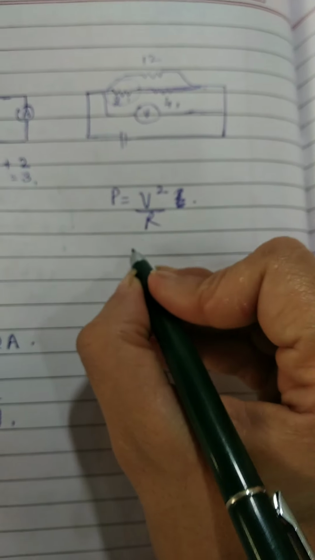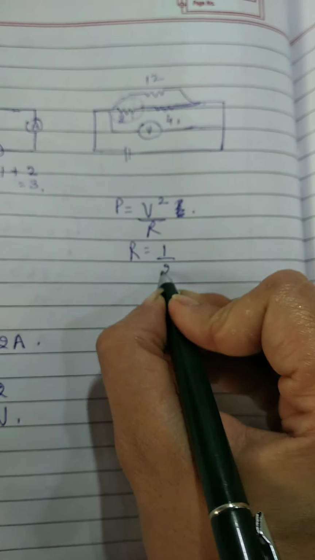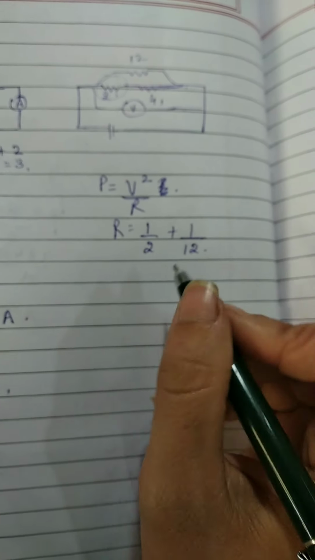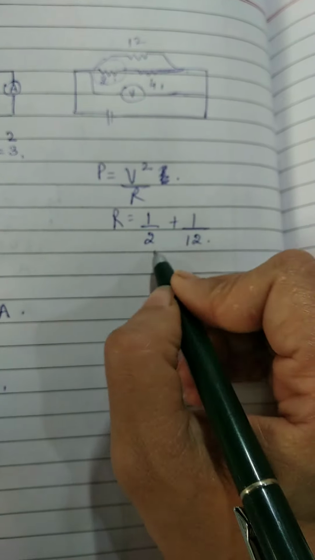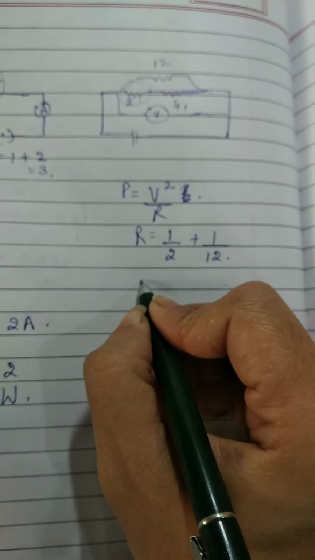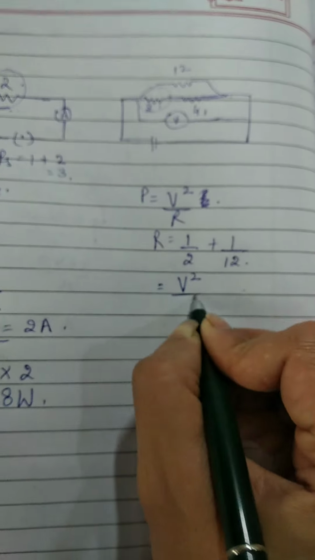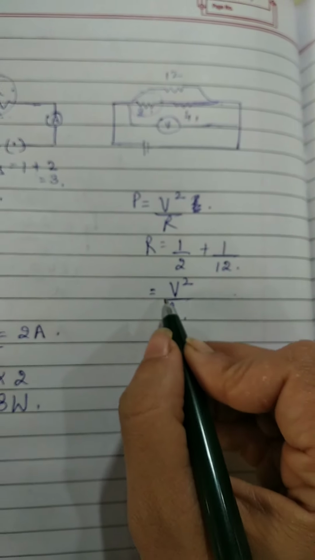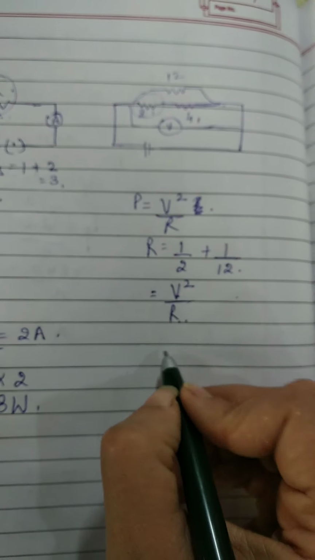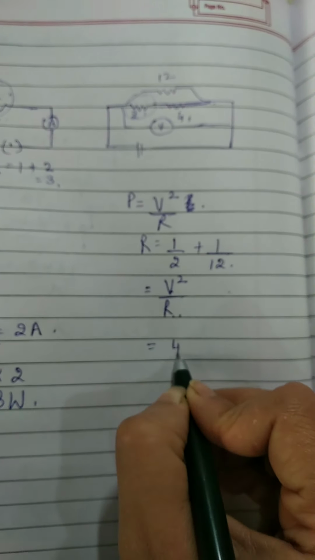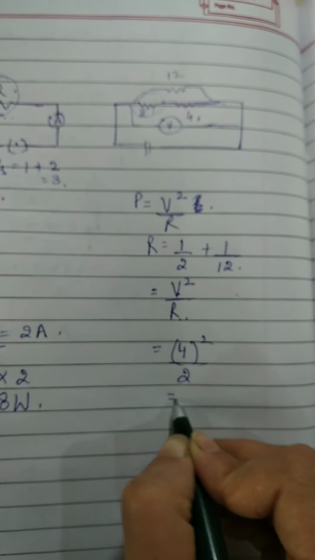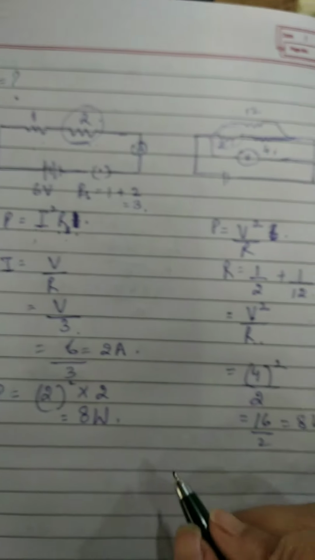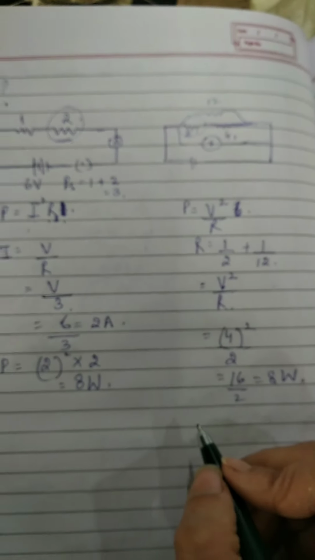Likewise, coming here, R is 1 upon 2 plus 1 upon 12. But actually we don't need to calculate it because directly we will have the values. We don't need to calculate the amount of current that is flowing through the two resistors. So we'll be using the formula V square upon R. So what is V in this case? It's 4 square upon 2, that is 16 divided by 2, which is 8 watt. So we have power of 8 watt each for both.